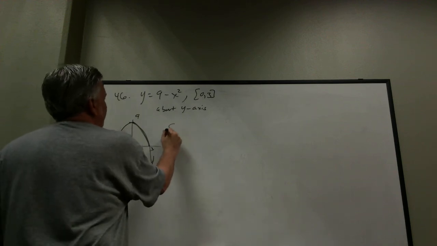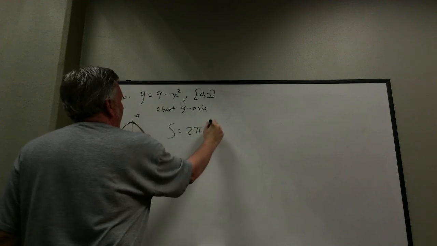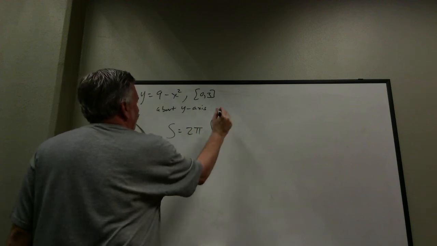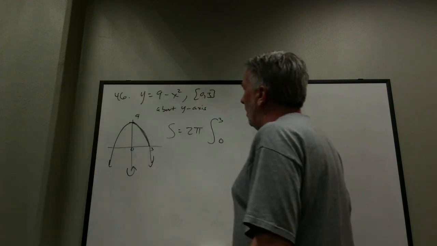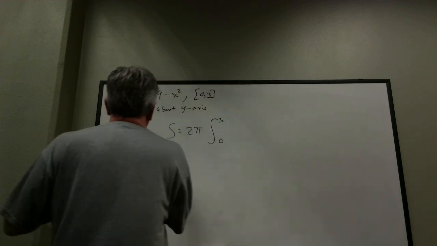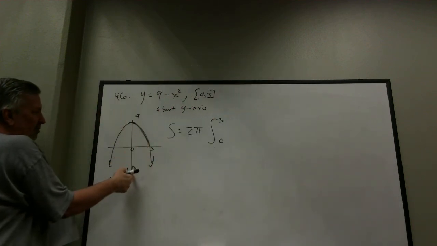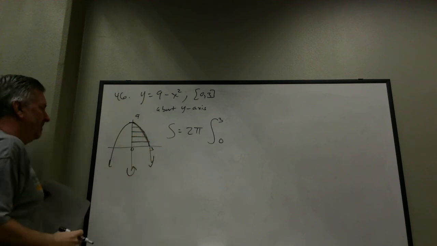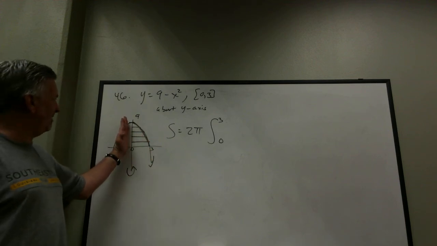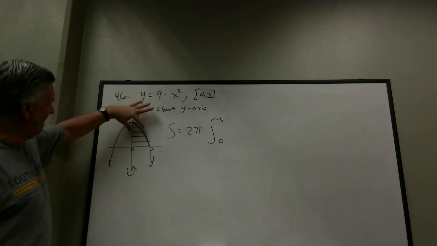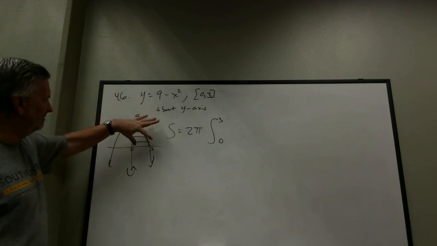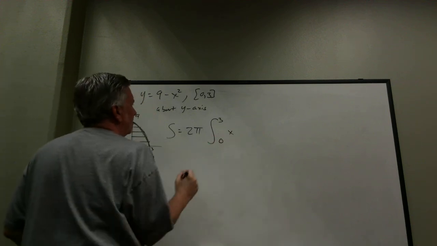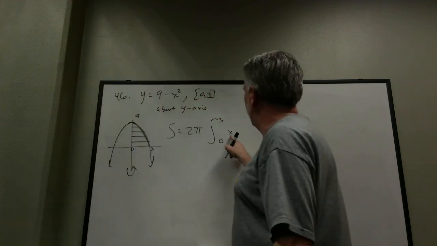Okay, so the surface area, don't forget 2 pi, and that goes from 0 to 3. Now what's r of x? R is the distance from the curve to the axis you're rotating about. So now we want this distance. Now how far is it from the y-axis over to a point? That's just an x value. That's just x. So the r of x here is just x.